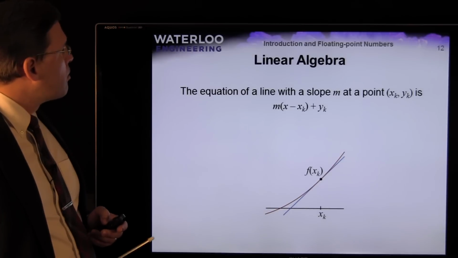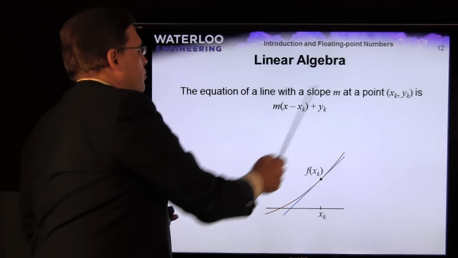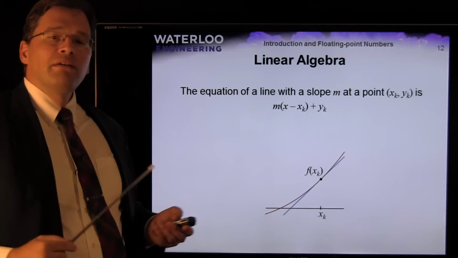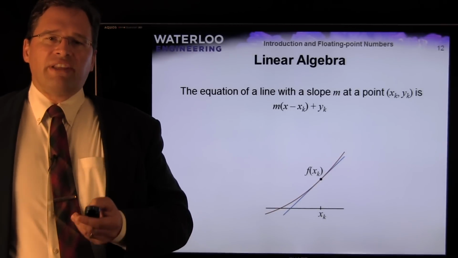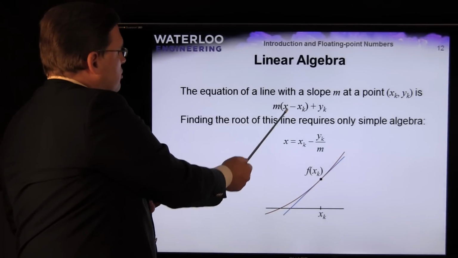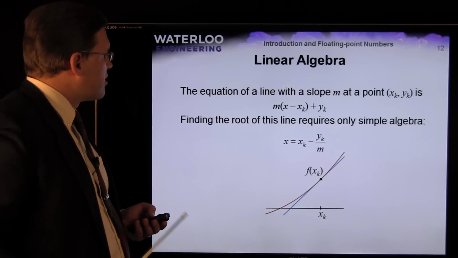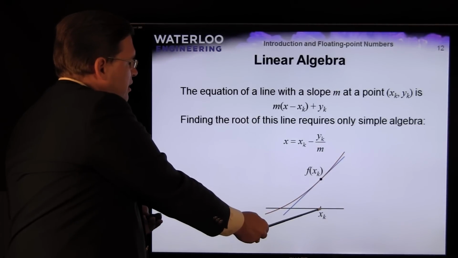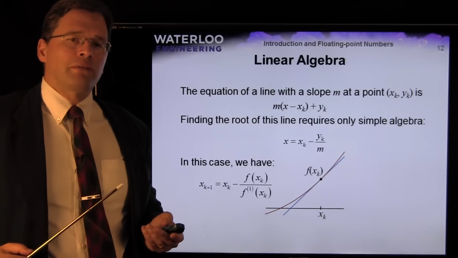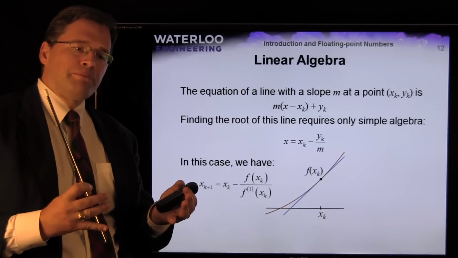Well, how does that work? Again, if we have a line with slope m passing through those 2 points, this is the equation of that line. If I want to find a root of a linear equation, I just set it equal to 0 and solve for x. Solving for x gives us this expression. In terms of Newton's method, y sub k is just the function evaluated at x sub k, and the slope is the derivative at that point. So we've converted a nonlinear system into a linear system.